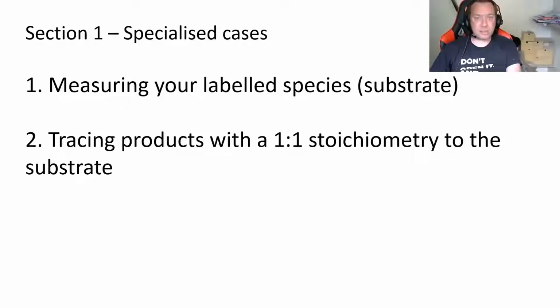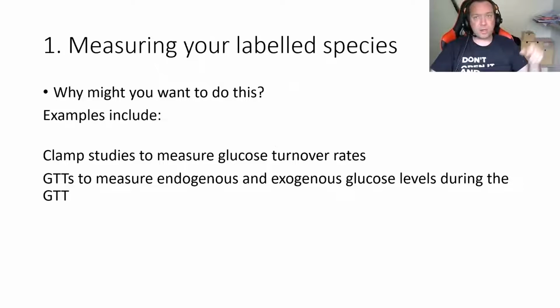So measuring your labeled species. This is just putting in a substrate and measuring a substrate. It's the first specialized case, and the second is tracing products with a one-to-one stoichiometry to the substrate. Okay, so why might you want to measure your labeled species? Well, actually, we do this a lot in vivo.